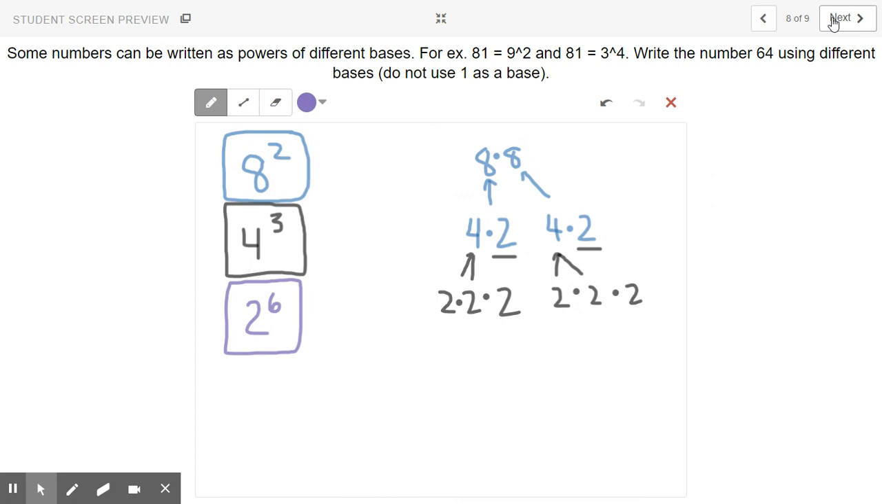Some numbers can be written as powers of different bases. So for example, 81, I could write it as 9 squared. 9 times 9 is 81. And then 9s could be changed to 3 times 3. So I realized that 3 to the 4th also equals 81. So those are 2 different powers that equal 81.